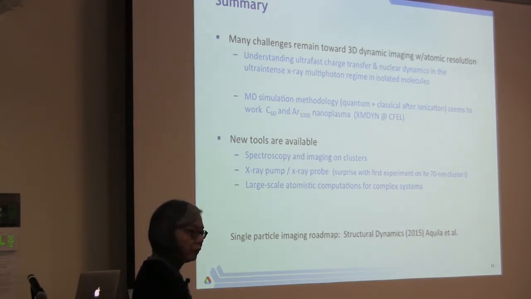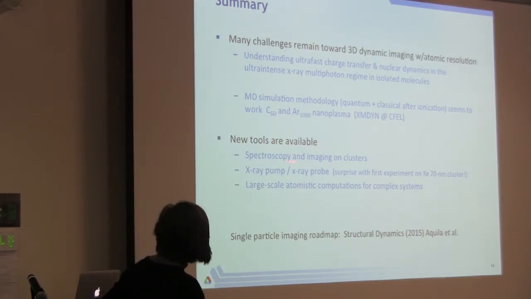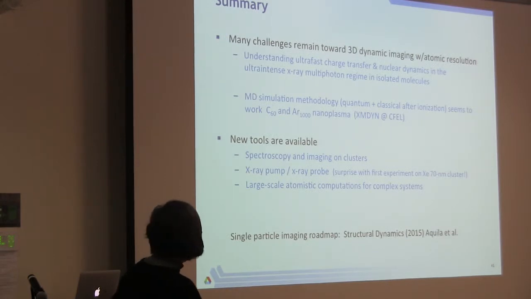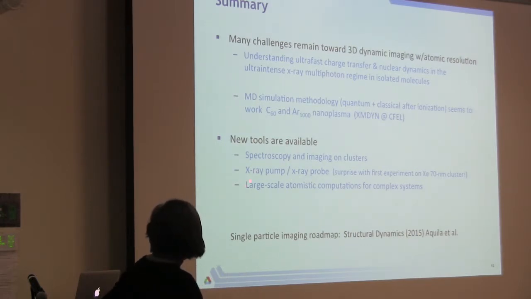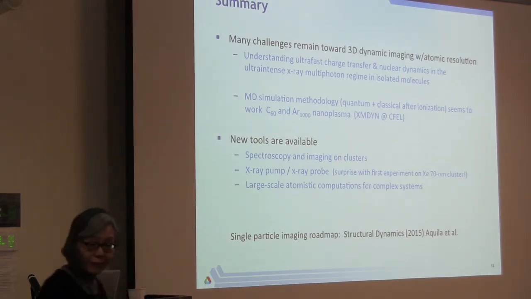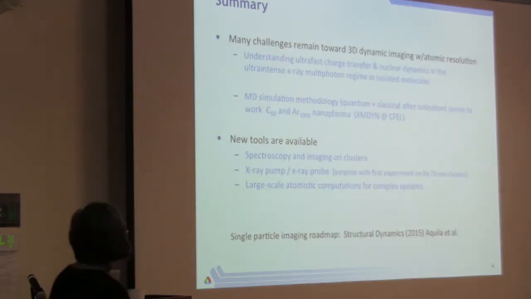But we think that we have a reasonable path forward because we have these new tools that are available that we can try to incorporate with all these other computational techniques. The spectroscopy and imaging simultaneous on clusters to define the fluence on the cluster. The X-ray pump, X-ray probe technique, which has this funny observation right away. And then you can combine that with large-scale atomistic computations for these complex systems. And maybe we'll make some progress on this, but this is how science is, right? You kind of go one step at a time.